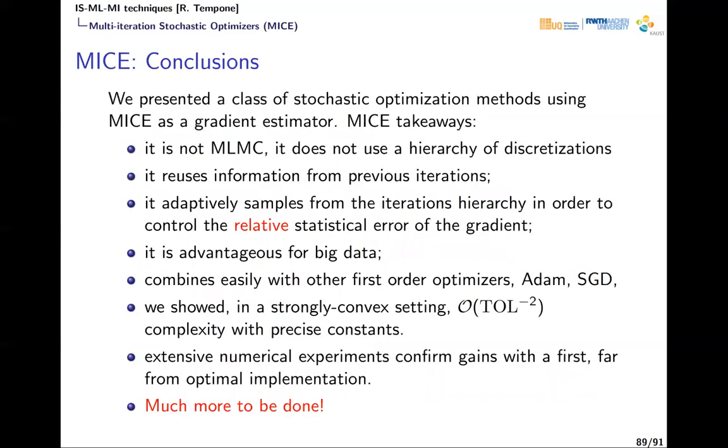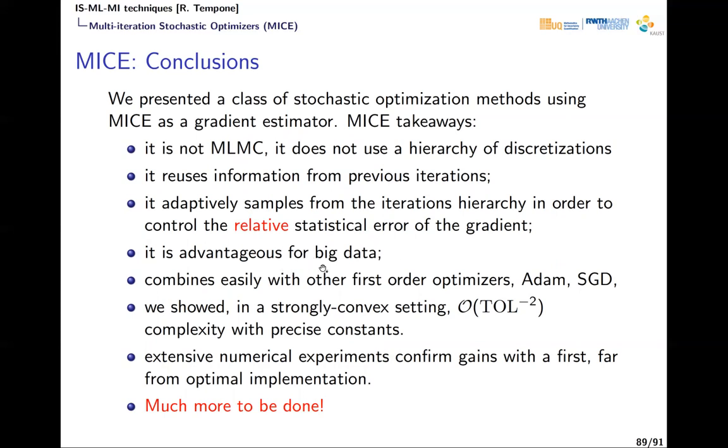So keep it in mind: this is not multilevel Monte Carlo. There is no discretization with respect to certain parameters. The hierarchy is just done with respect to the history. We reuse, and this is very important, information from previous iterations, and we make the decision on sampling adaptively to keep this relative statistical error control of the gradient with minimal work.